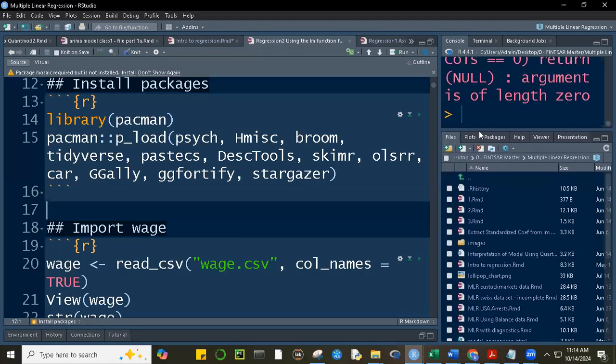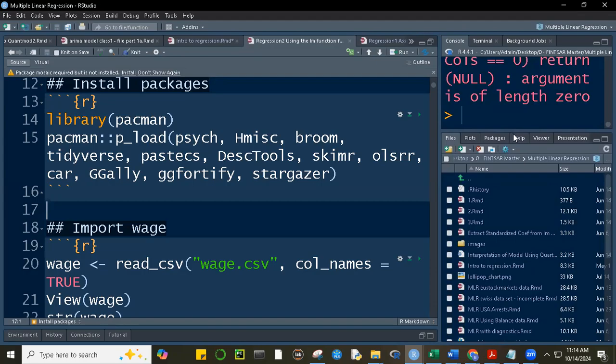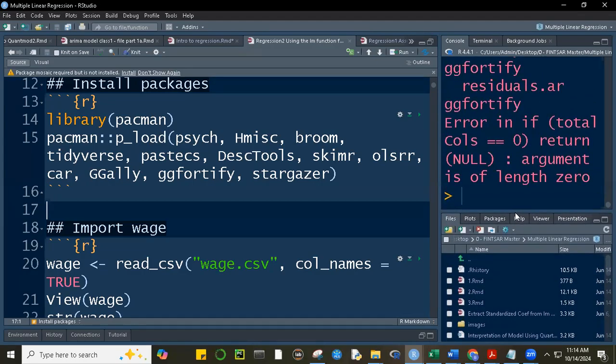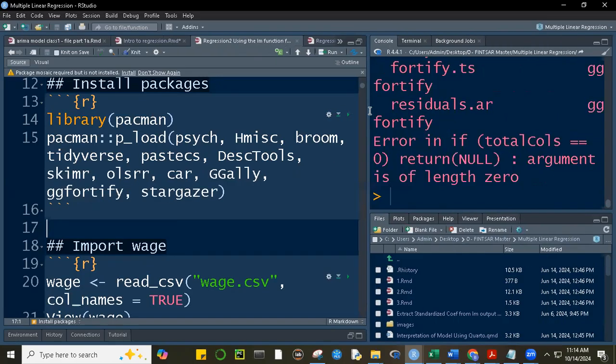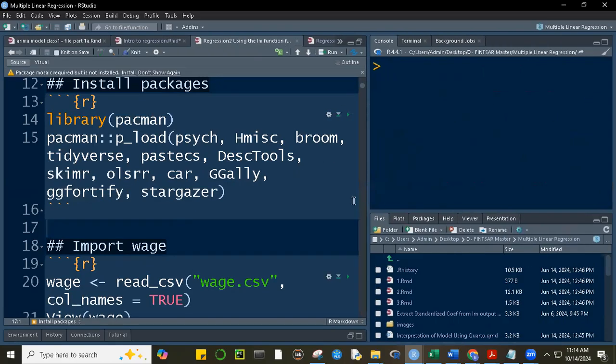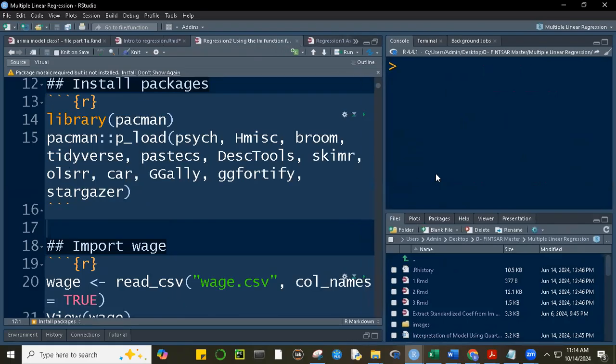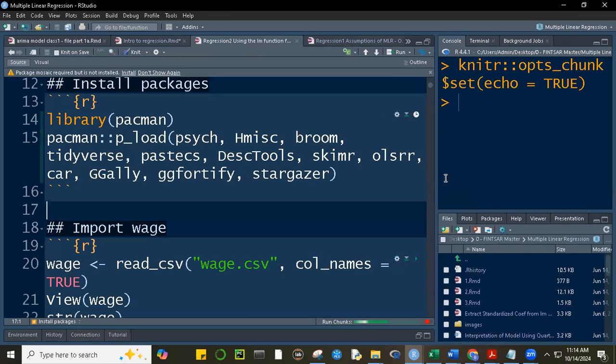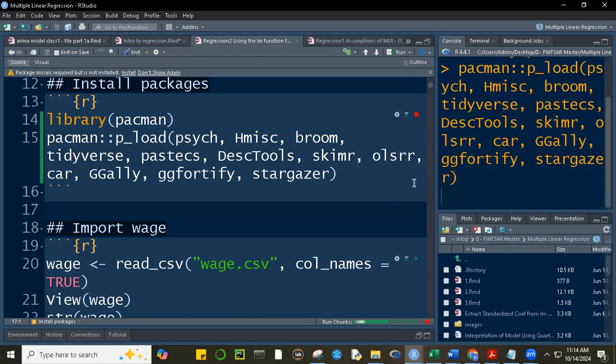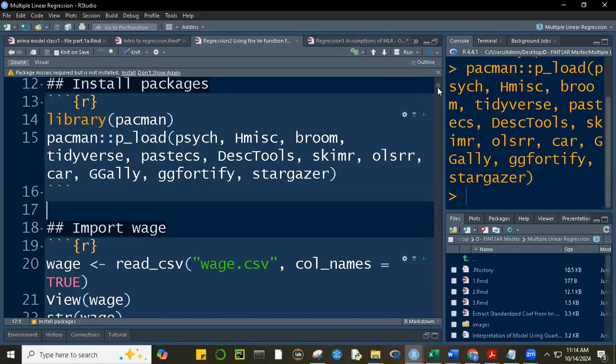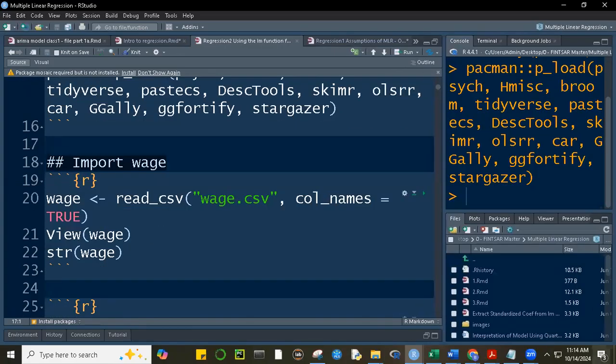Okay, so I shared with you last time the wage data set. So we said that it's best for you to load the data set in your R project for easier access. So let me just make sure that I run this. Okay, so how do you load a file that's saved in your project?